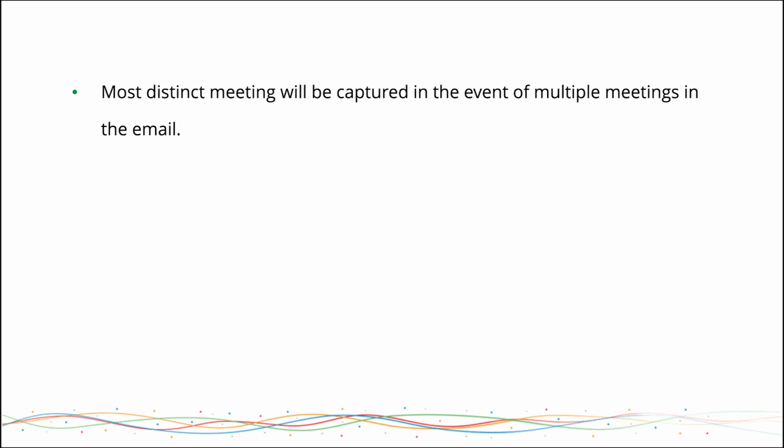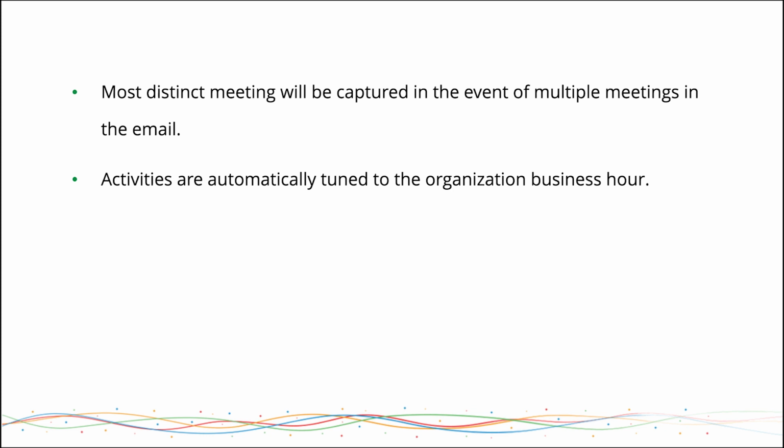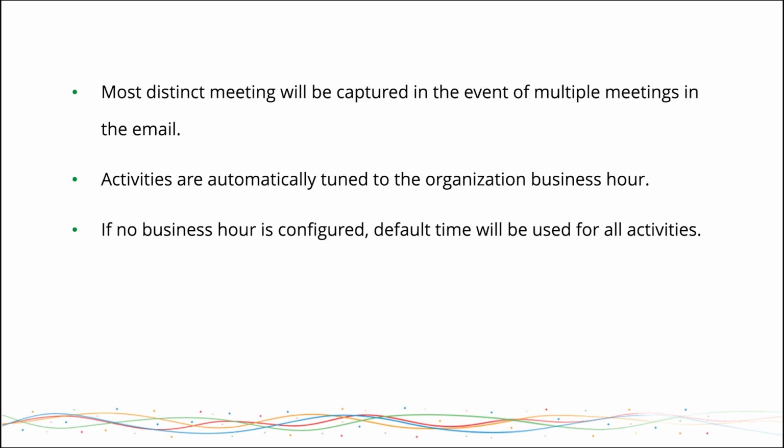The activities will be automatically tuned to the organization's business hours. For example, if the time and date mentioned by the customer in the email is 10 a.m. PST, then the time will be converted to the organization's time zone. If a business hour or shift hour is not configured in an account, then the default time, that is 9 a.m., will be taken into account for all the activities.